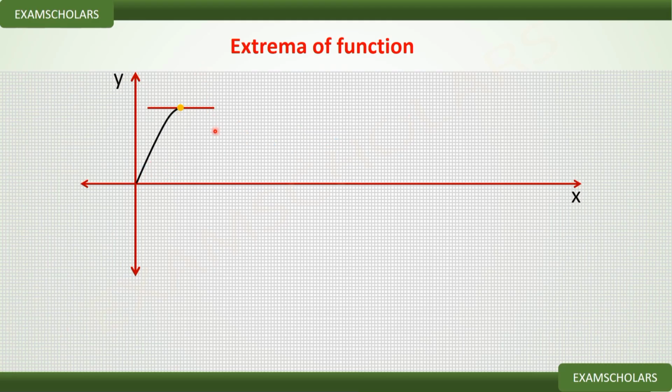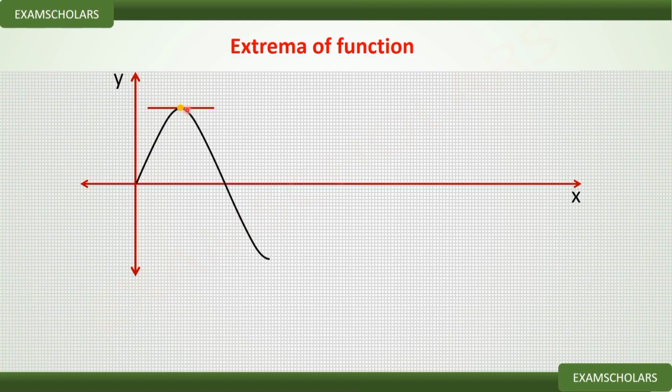Now at any point on a curve in which the slope, change in y over change in x, is equal to 0, we call it a stationary point. We call it what? Stationary point. Any point on a curve where the gradient is 0, change in y over change in x is 0, we call it a stationary point. Okay, now this curve is continuing.